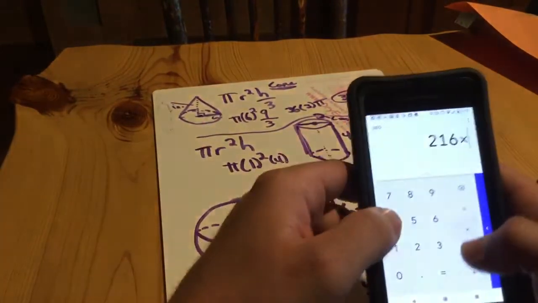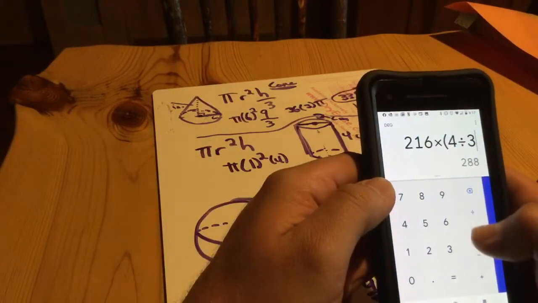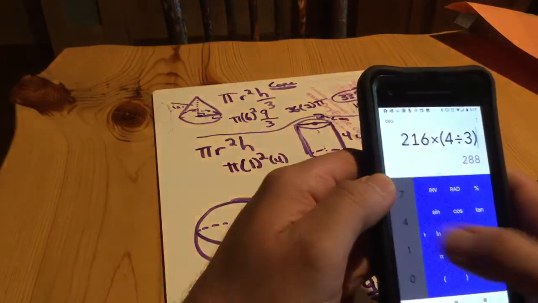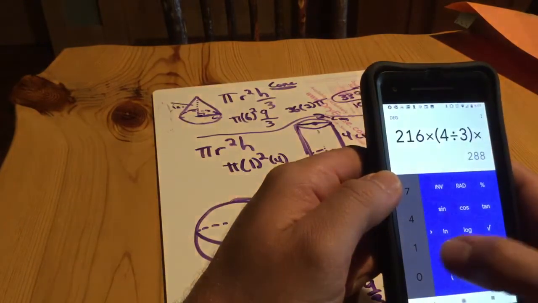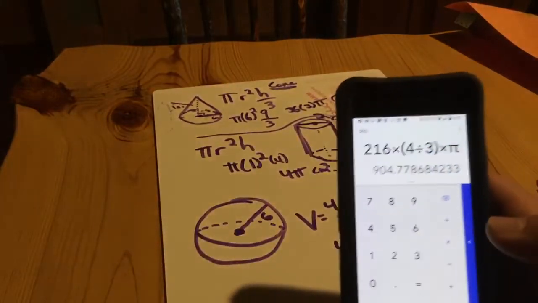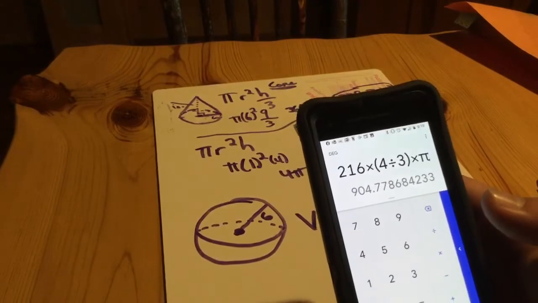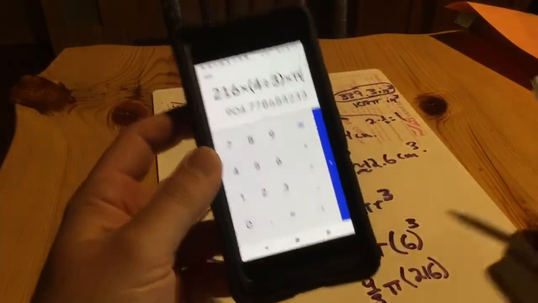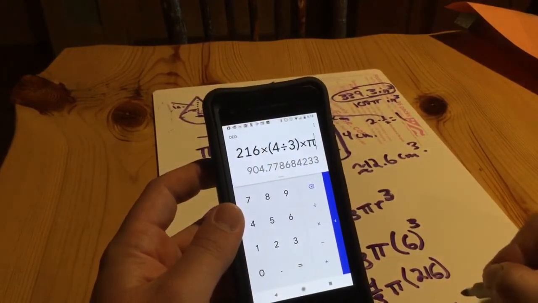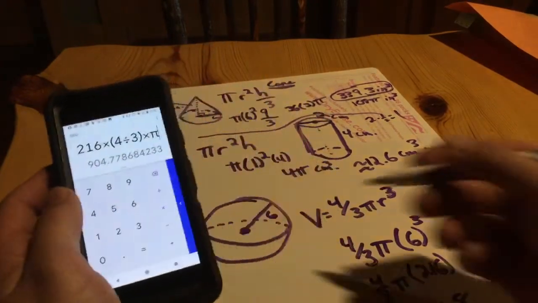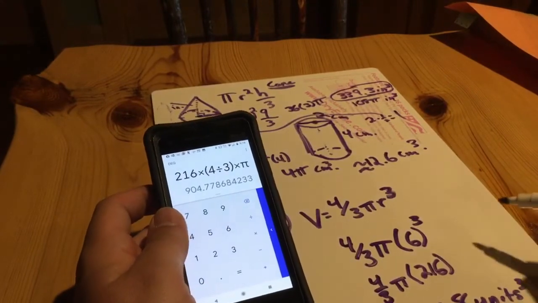So 216 times... And if you're doing 4/3, make sure you put that in parentheses because it will do it out of order if you're not careful with that. So just put that in parentheses because it's 4/3 times pi. Or if you can put it in a fraction, that works too. But otherwise, I'd put it in parentheses because if I take this out of parentheses and I don't multiply it first, that'll affect the outcome of my calculation. So it'll be 904.8. I'm not going to put a label on this one, but I'm going to say units cubed. So most of this is going to be calculator work.